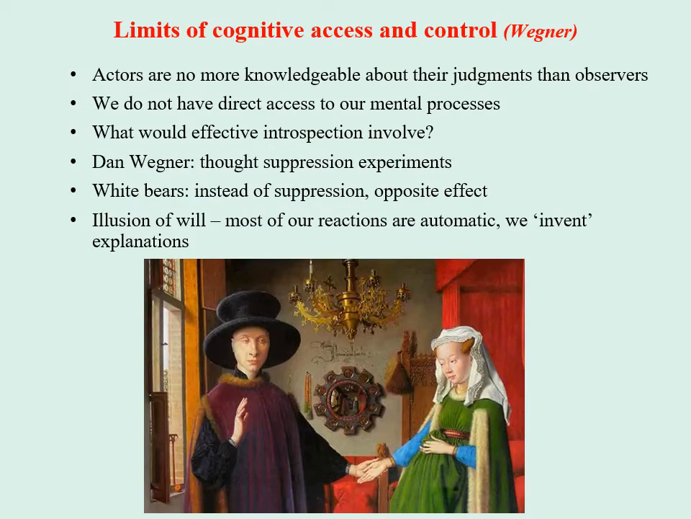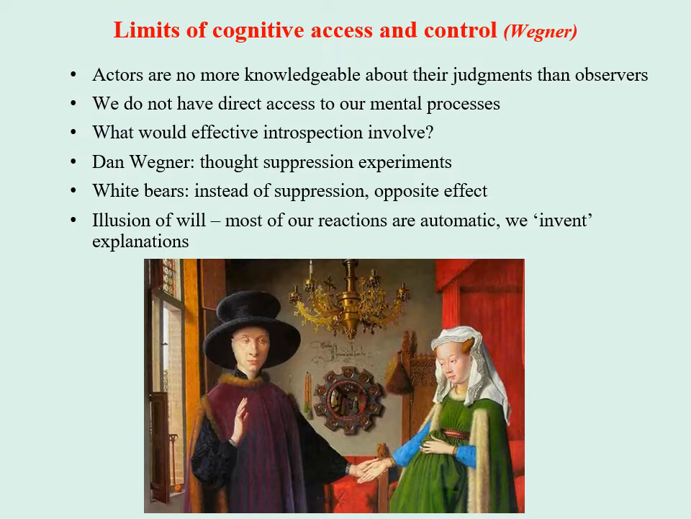Much research on self-attribution shows that we have very limited cognitive access and control to our own internal mental processes. It turns out that actors, the people who make the choice about the stockings, are no better in explaining their actions than observers who make the same explanations. It suggests that we do not have a direct access to our own internal mental processes.